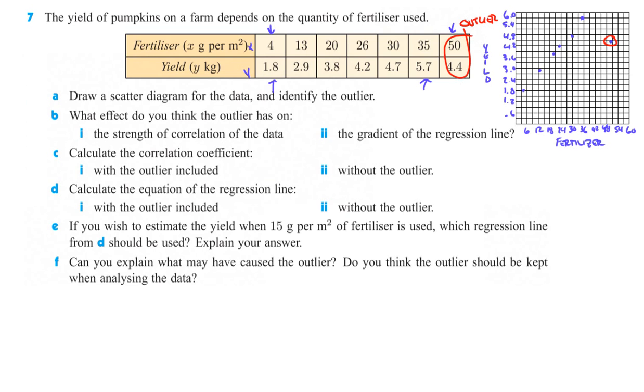Now, what effect do you think the outlier has on the strength of the correlation of the data? Obviously, with that outlier in this data, our correlation coefficient is going to be much lower. And the gradient of the regression line, this data point here is going to flatten the gradient out. We know that it should go like this, but with this data point in there, it's probably going to go underneath some of those points. So it's going to flatten out that regression line. So we're going to actually calculate the correlation coefficient with the outlier and without the outlier.